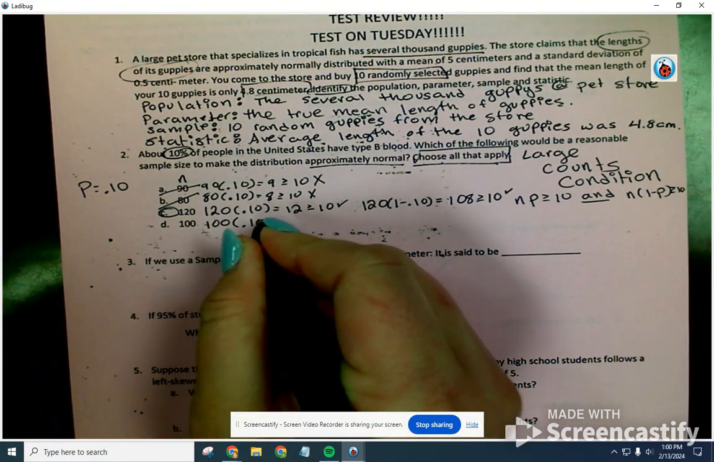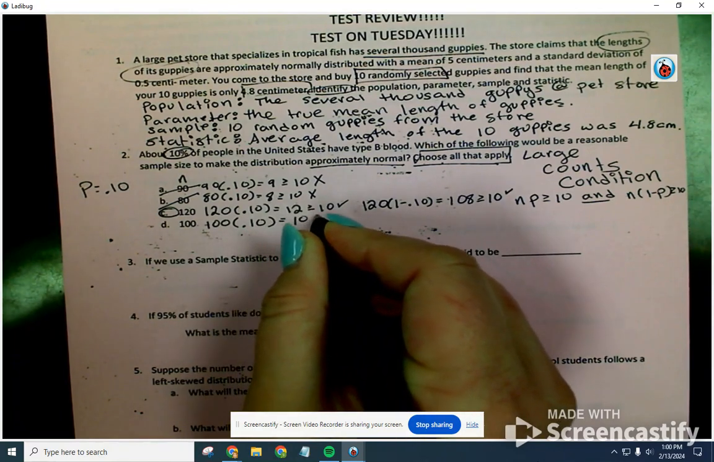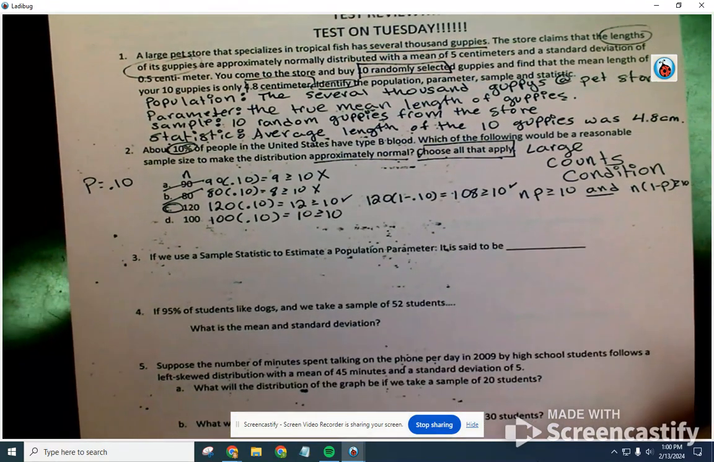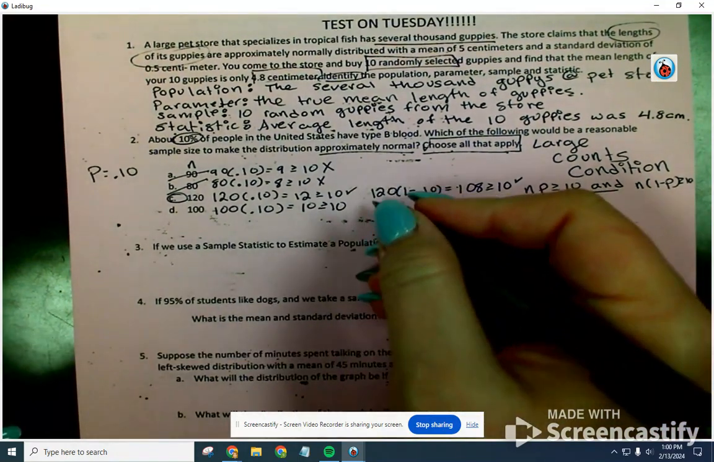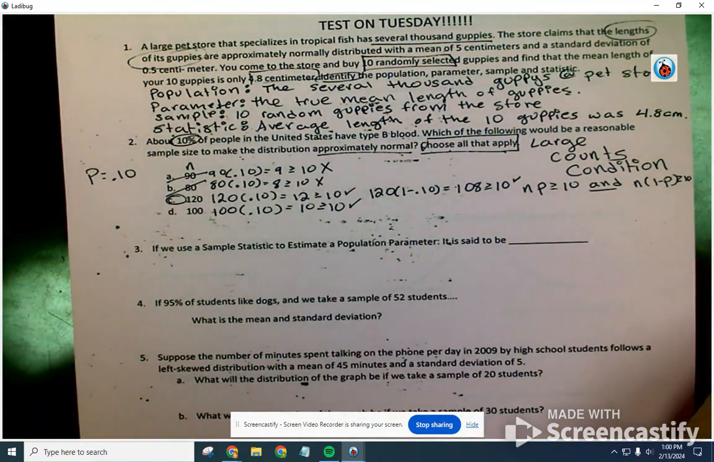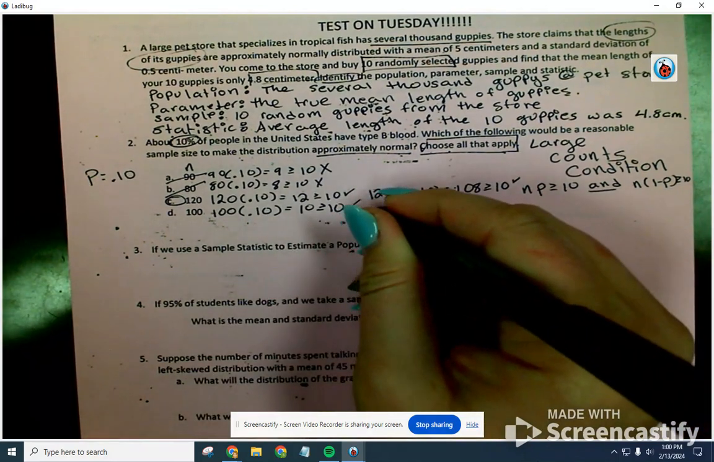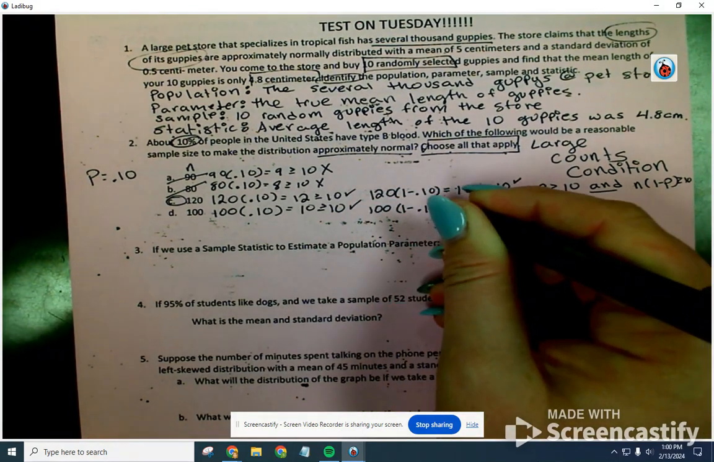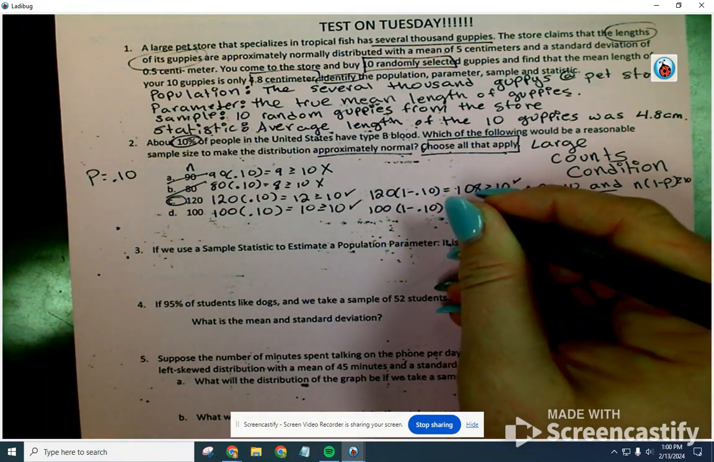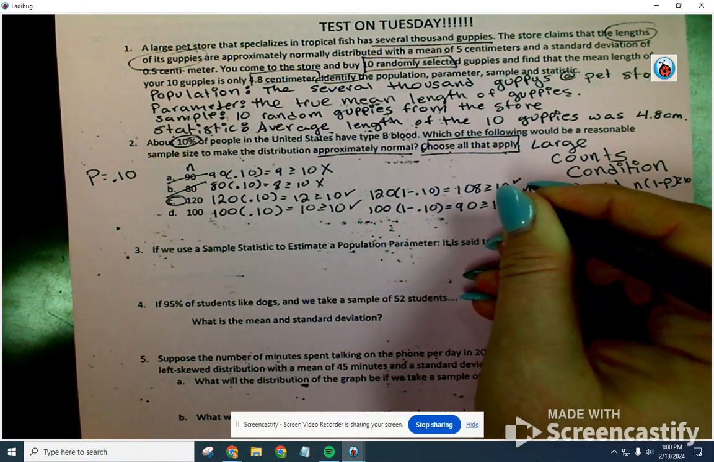100 times 0.10, well, that's 10. And then a lot of people get confused with this because it's 10 greater than or equal to 10, and it's equal to 10, so the condition is met. Then we're going to check the other one. We're going to do 100 times 1 minus 0.10, and we get 90, which is also greater than or equal to 10.